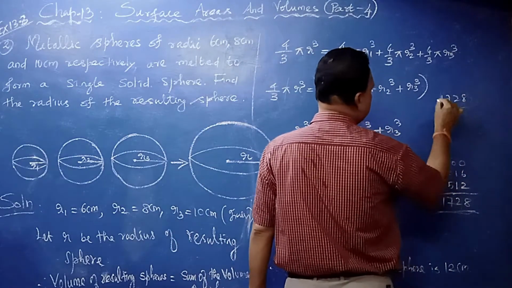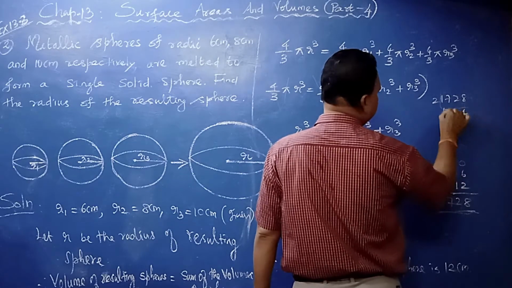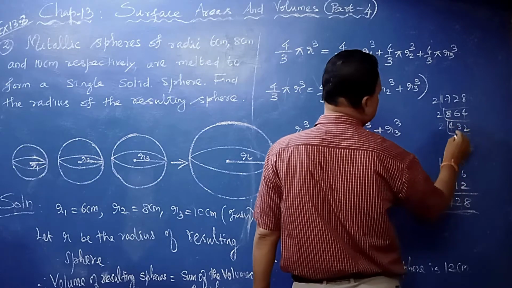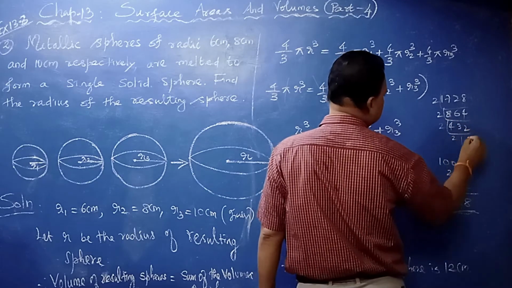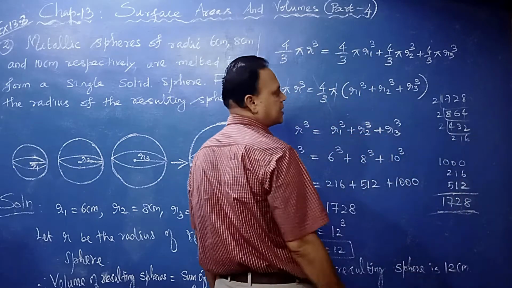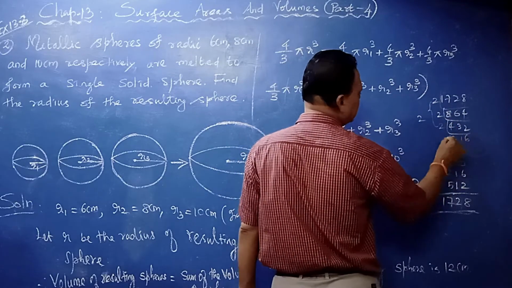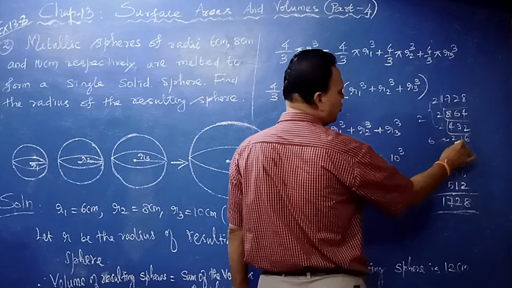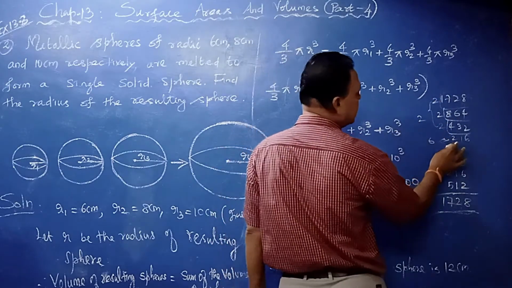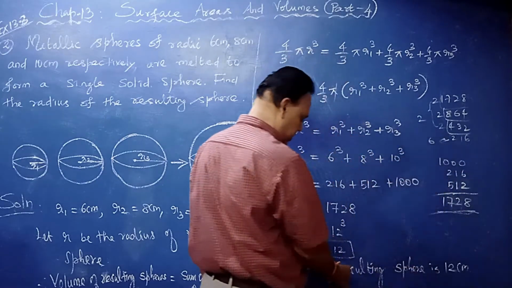Factorize 1728: 2 times 8 is 16... 2 times 864, 2 times 432, 2 times 216, 2 times 108, and so on, down to 1. This is 6³, right? So here this is 2³ and this one is 6³. Take the cube root: the 2³ gives 2, and 6 into 6 into 6 gives 6. So 6 into 2 is 12.